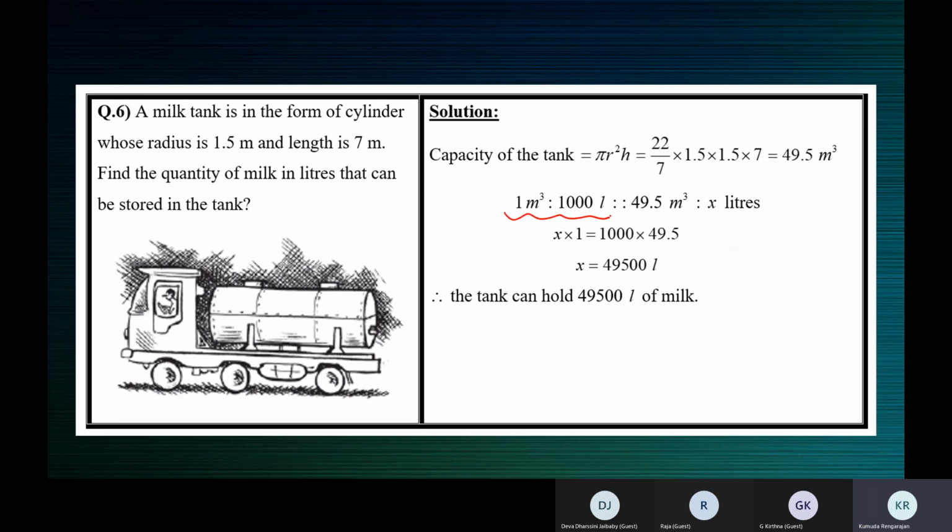So this is the standard one, and we're trying to find how many liters is 49.5 meter cube. Now, you know, product of extremes is equal to product of means. So 1 into x is equal to 49.5 into 1,000. On working this, we get 49.5 into 1,000 is 49,500. Have I worked this correctly? I missed the decimal point. No, done correctly. So 49,500 liters. That means the capacity of the milk tank is 49,500 liters.